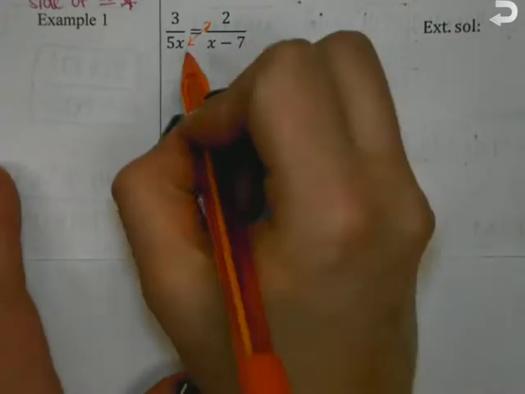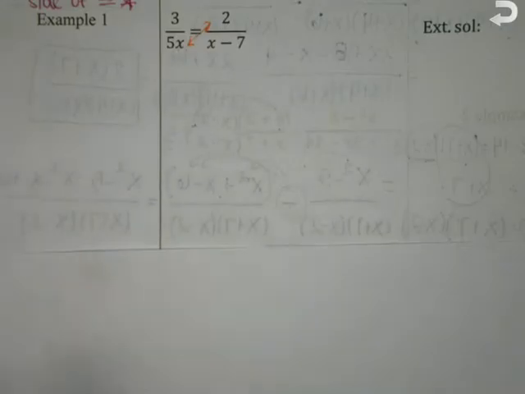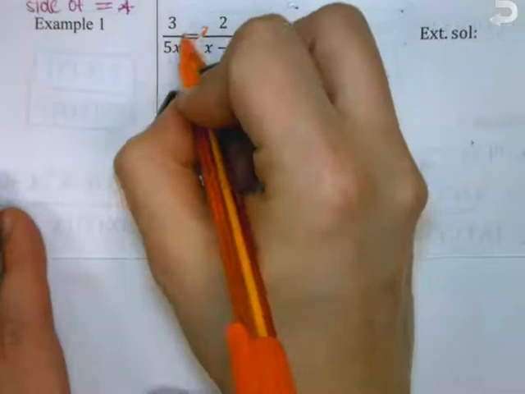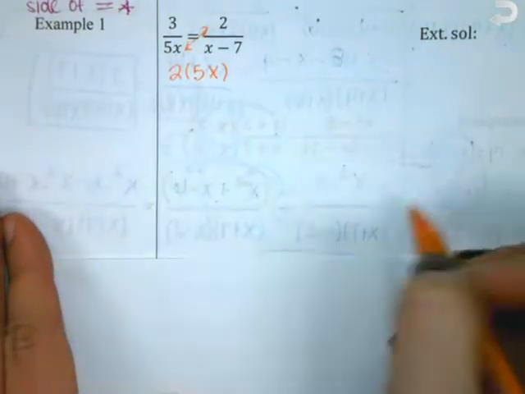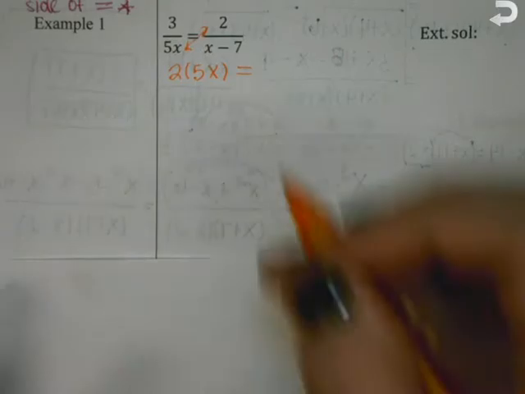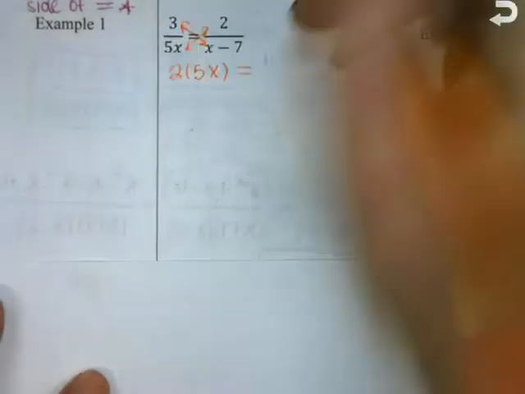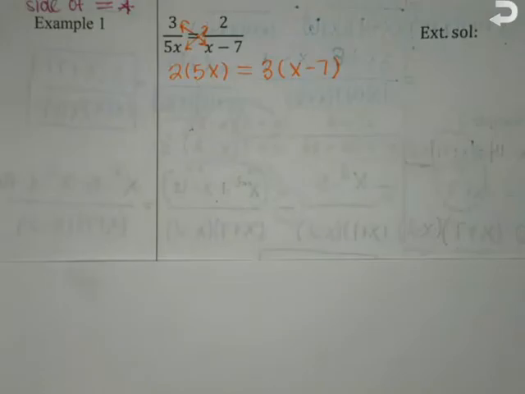When I cross multiply, I usually go to the right first, and then I go to the left. So that would be 2 times 5x equals, the equal sign stays, and then you multiply the other way. 3 times x minus 7. So solving this shouldn't be too bad.